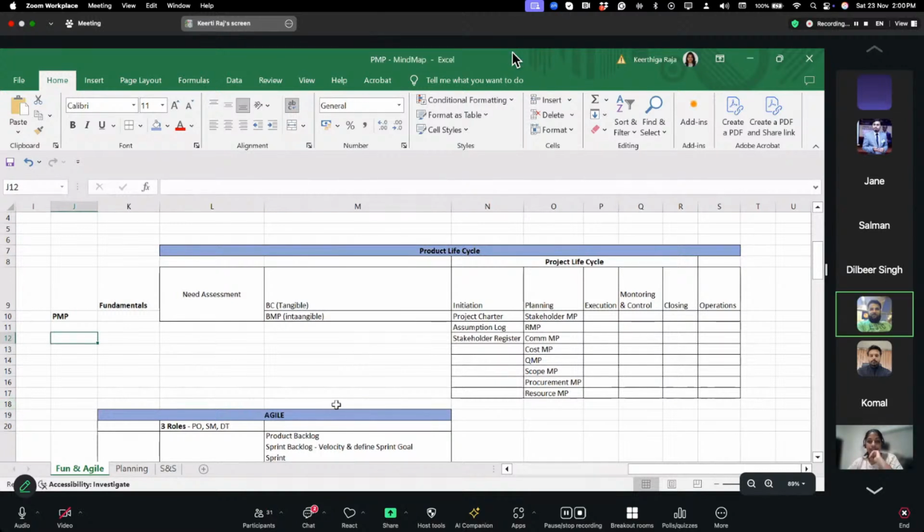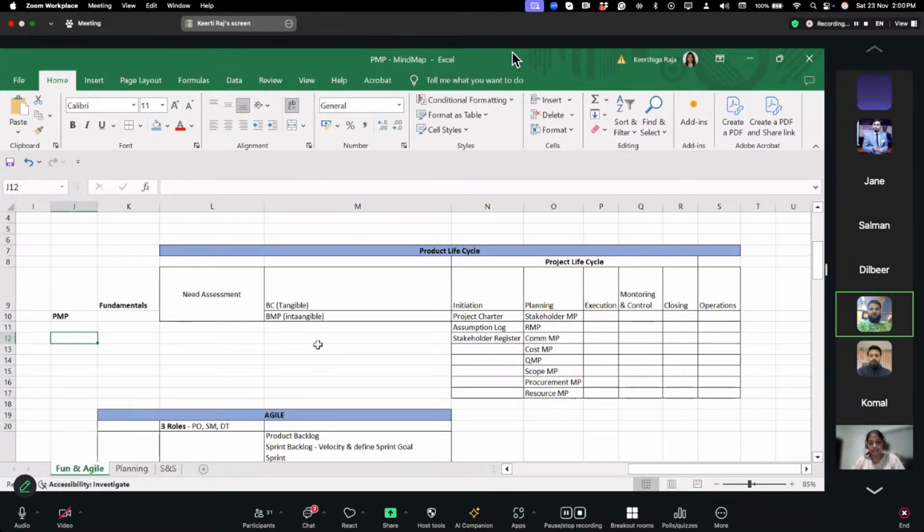Hi. So first of all, we will discuss the fundamentals. When we are talking about a product life cycle, in order to initiate a new project, first of all we will see what the needs assessment is. The needs assessment will have the business case, which will tell us what tangible benefits will arrive if the project is successfully completed, and the second will be the business management plan, which will tell us what intangible benefits will be attained from that particular project.